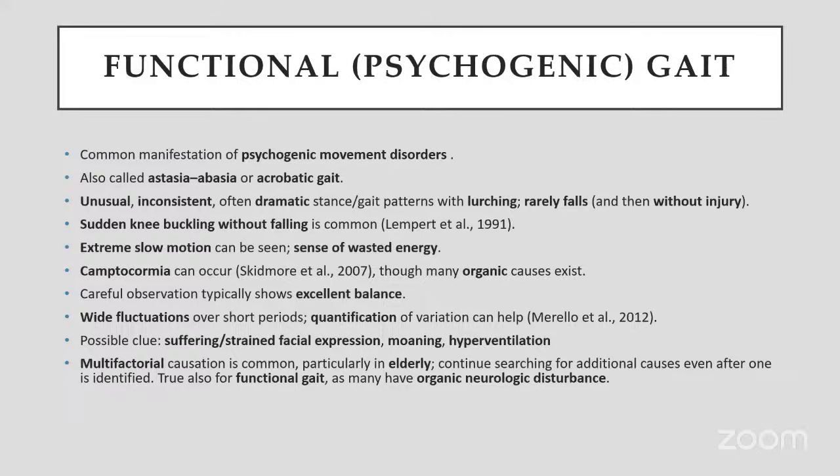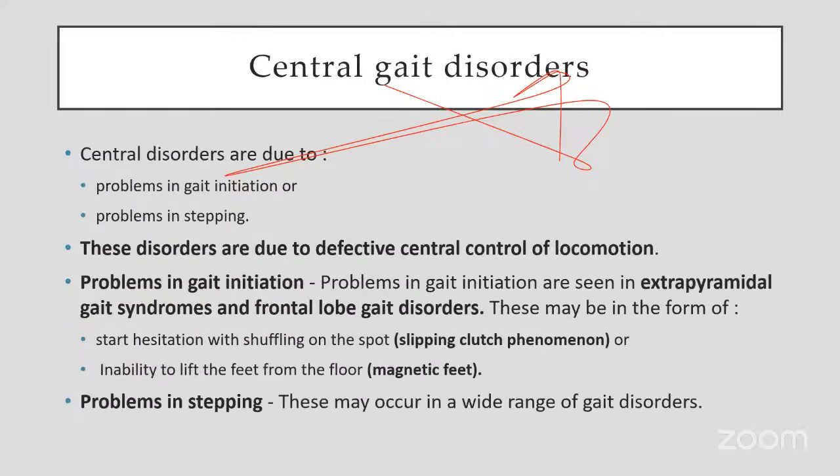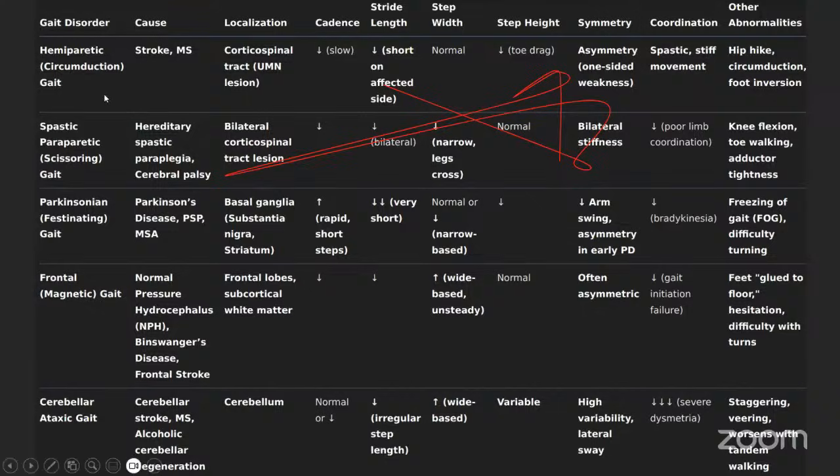There is a sense of wasted energy. Sometimes, even though there may be many organic causes, they can present with camptocormia also. Careful observation typically shows excellent balance. There will be wide fluctuations over a short period. A possible clue is facial expressions of strain or suffering, moaning, or hyperventilation. This can be multifactorial, particularly in the elderly. When we see this, additional causes should be identified. And this we have already discussed. So I've just summarized the gait disorders, ma'am.